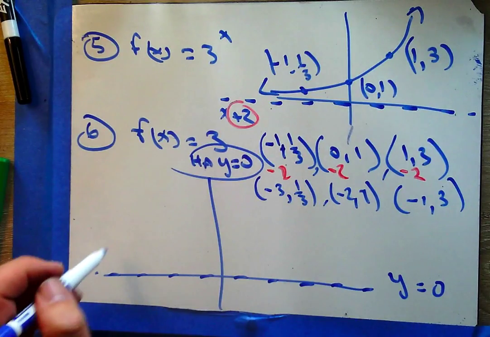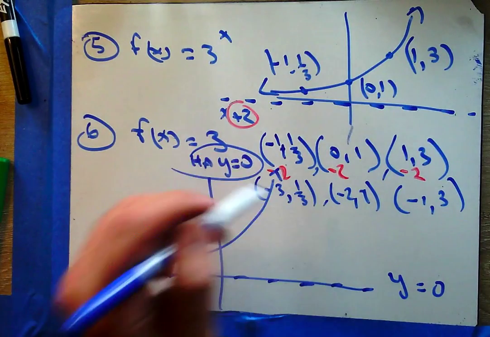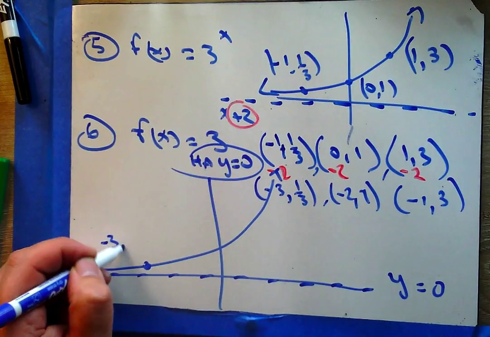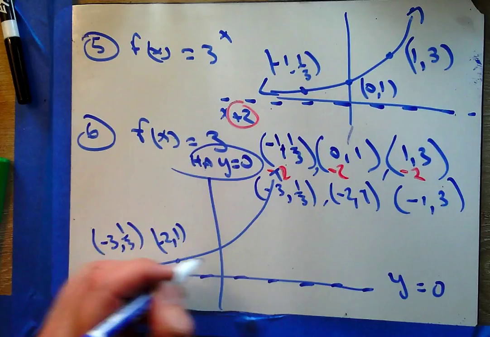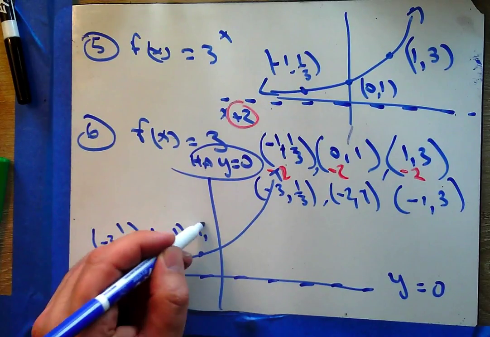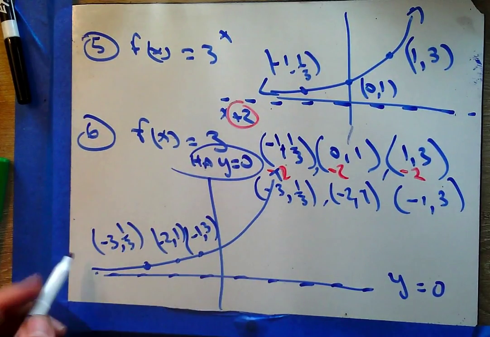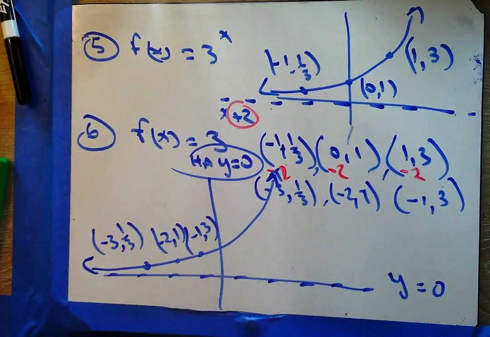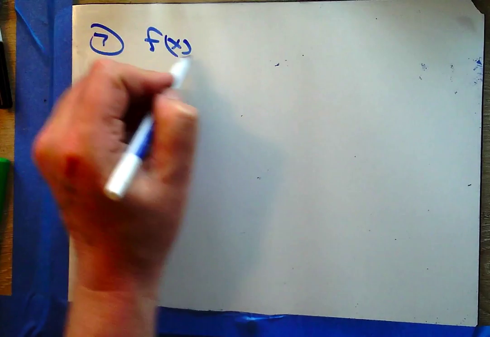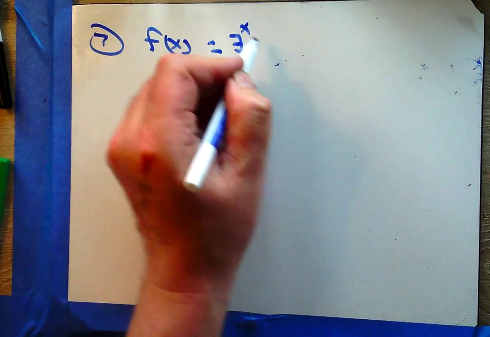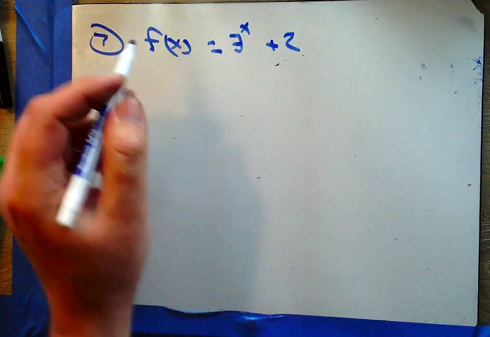And then I'm doing exponential growth. I've got negative 3, 1/3. I've got negative 2, 1, and negative 1, 3. Okie doke. There's number 6. How about 7? Oh, it's the 3 to the x graph, but this time there's a vertical transformation. 7. f of x equals 3 to the x plus 2 on the outside.